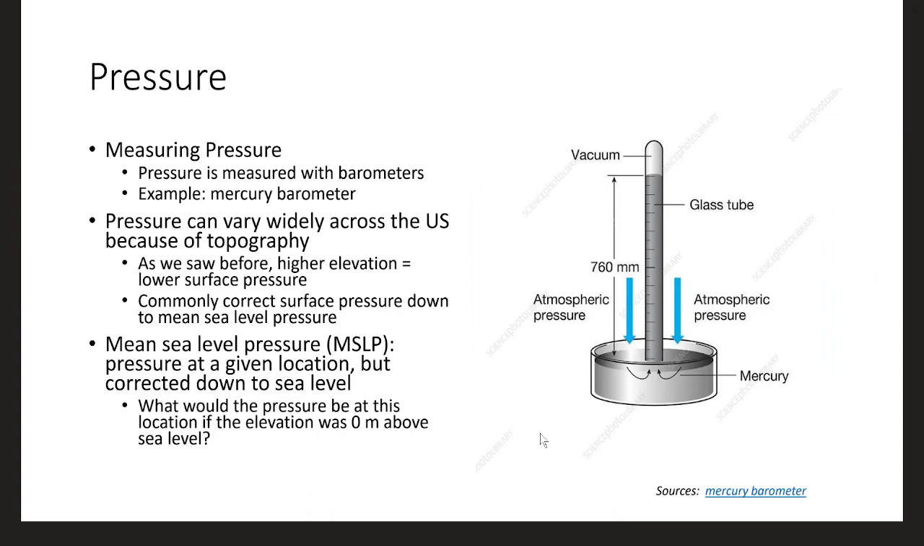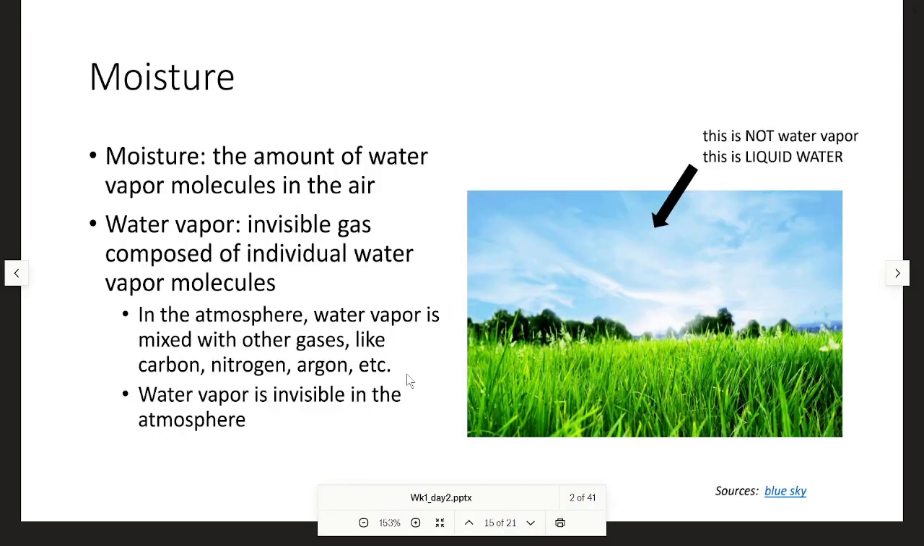We measure pressure using barometers. An example is a mercury barometer. The air pushes down on it, and however much it's pushing will push the mercury up this tube. Pressure can vary across the United States widely, mostly because of topography, but also because of storm systems and whatnot. Mean sea level pressure is the pressure at a given location corrected down to sea level, so don't worry about that.